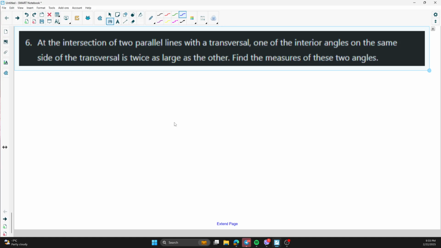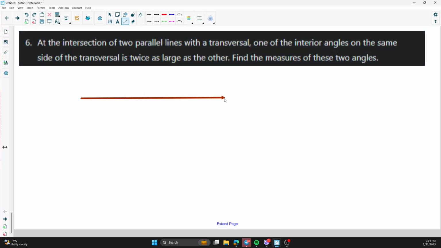Okay, problem 6. At the intersection of two parallel lines with a transversal, one of the interior angles on the same side of the transversal is twice as large as the other. Find the measure of these two angles. So it's literally the same thing, except instead of 3 times, it's 2 times.